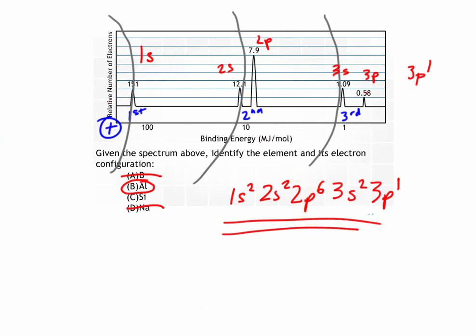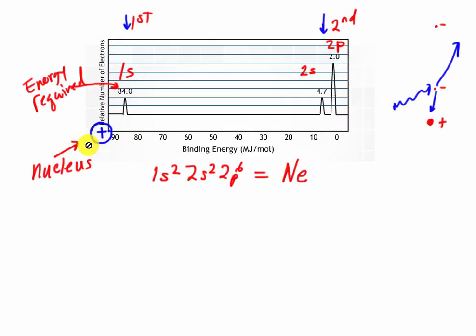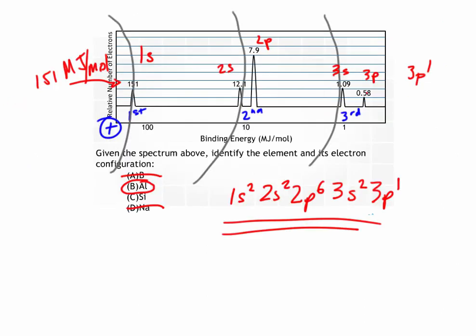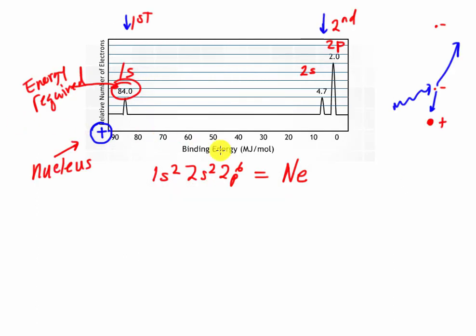One other thing I want to show you before I end here is take a look at this. The first energy level here, I kind of wrote over it, is 151 megajoules per mole. That's the unit that we use here, megajoules per mole. If we look at the other element that we had, here the energy is 84. So the energy level for this one, for the first energy level, is 84 versus the aluminum, which is 151. So why would aluminum's first energy level be so much higher than the one for neon?